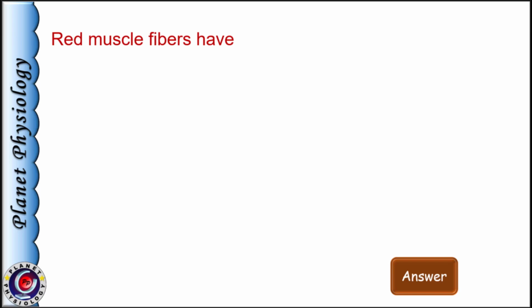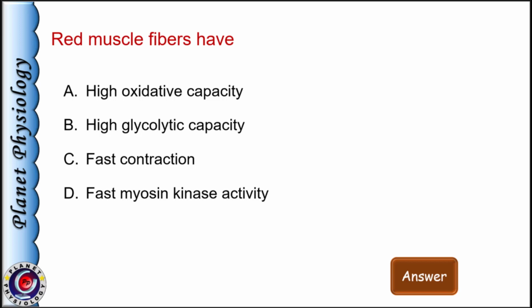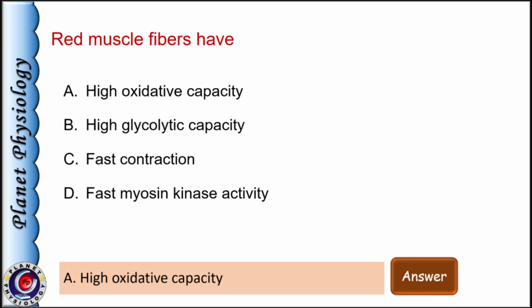Red muscle fibers have: A. High oxidative capacity, B. High glycolytic capacity, C. Fast contraction, D. Fast myosin kinase activity. And the correct answer over here is option A, high oxidative capacity. Red muscles are also called type 1 fibers or slow fibers. This is because they contract and relax slowly due to slower myosin kinase activity, and they also have less glycolytic capacity. If you want to revise this topic, the link is shared in the description box below.